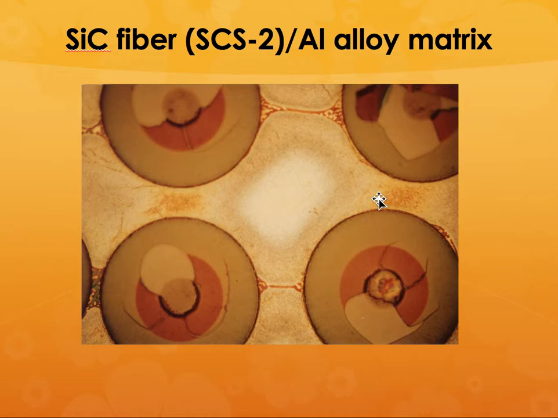You can see that there is actually some small cracking between the fibers in the matrix because of the differences in CTE between the matrix and the fibers. So the matrix can shrink and expand much more than the fibers because the fibers are a ceramic, whereas the matrix is a metal. So that can cause cracks and actually reduce the properties compared to the matrix by itself.